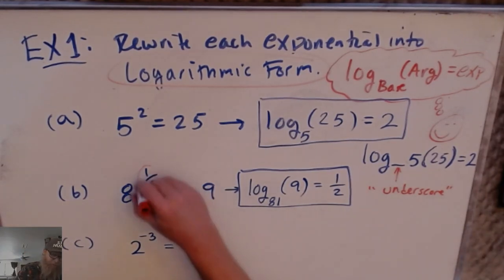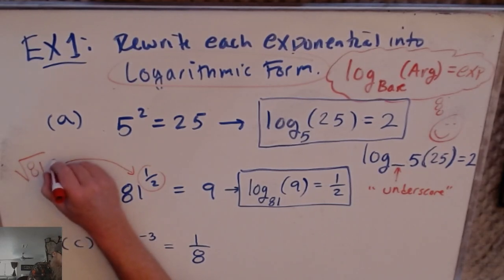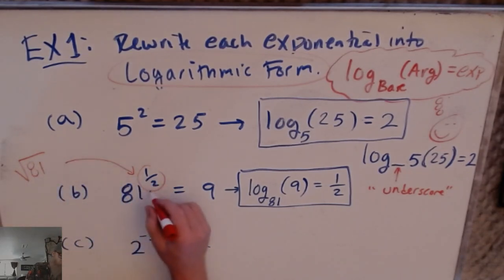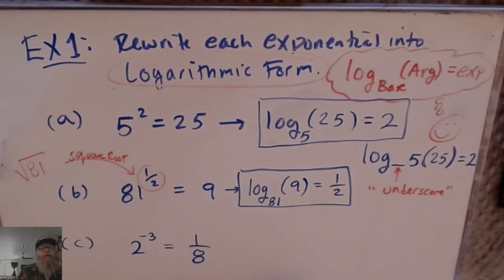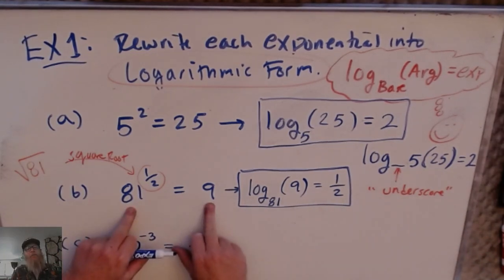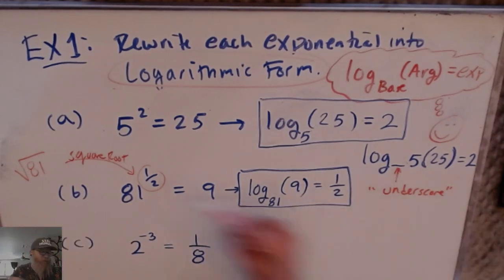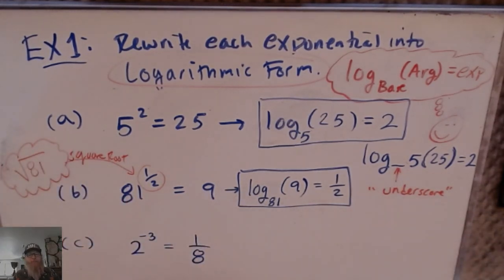I'm not sure if you remember this from a previous section, but the square root of 81 is what 81 to the 1/2 means. Halves mean square roots. So that's how I got 9, square root of 81. Here, I'll put that in a reckoning bubble here so you can recognize that.